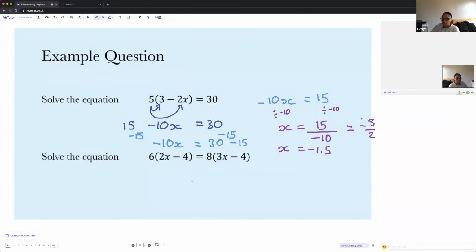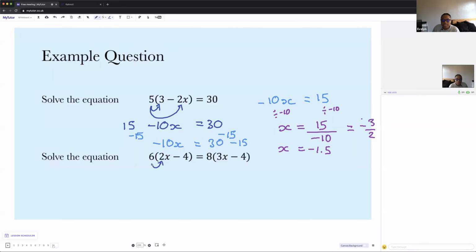So any of these 3 answers you would get correct, as long as you have that negative in there. It has to be minus 3 over 2. If the question says write it in its simplest form, you have to write it as a fraction in its simplest form. Now, if we have a look at the last question, we've got 2 sets of brackets.